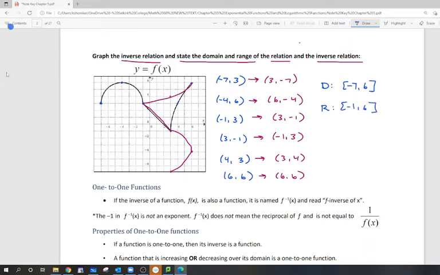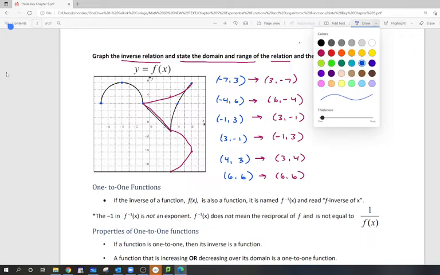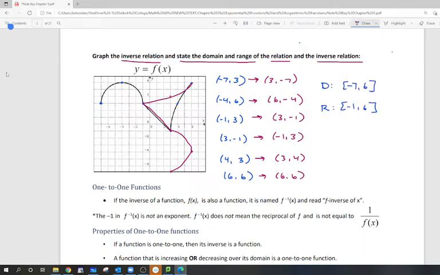So now, if I wanted to find the domain and the range of the inverse, I can just look here and say, okay, if my range was -1 to 6, now my domain is -1 to 6. And if my domain was -7 to 6, now that's my range. And then I could check my graph to make sure that worked. So my domain would go -1 to 6, that works out. And my range starts down here at -7 and ends up here at 6, and that works out.